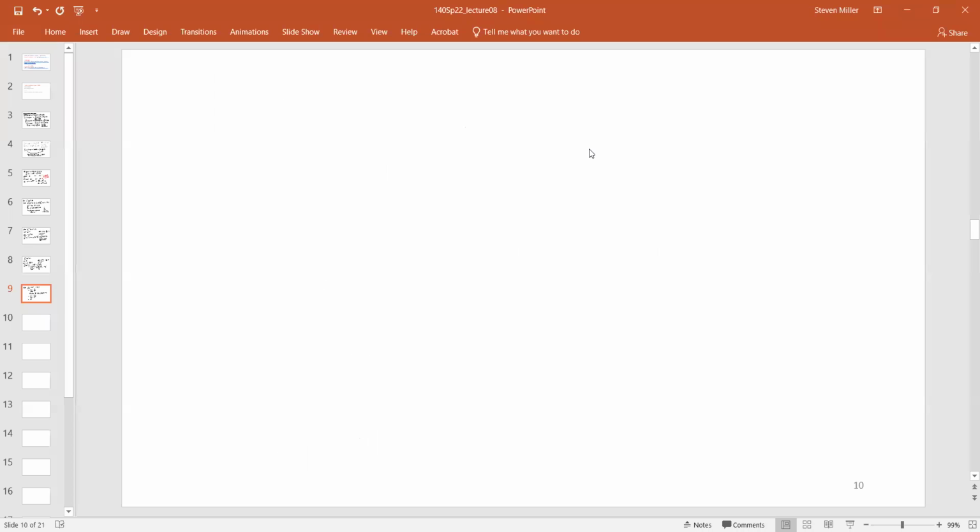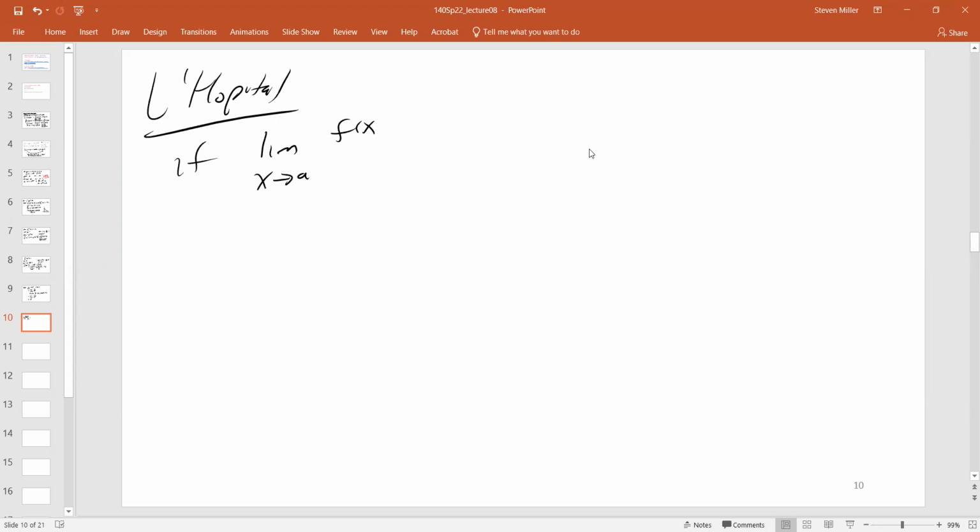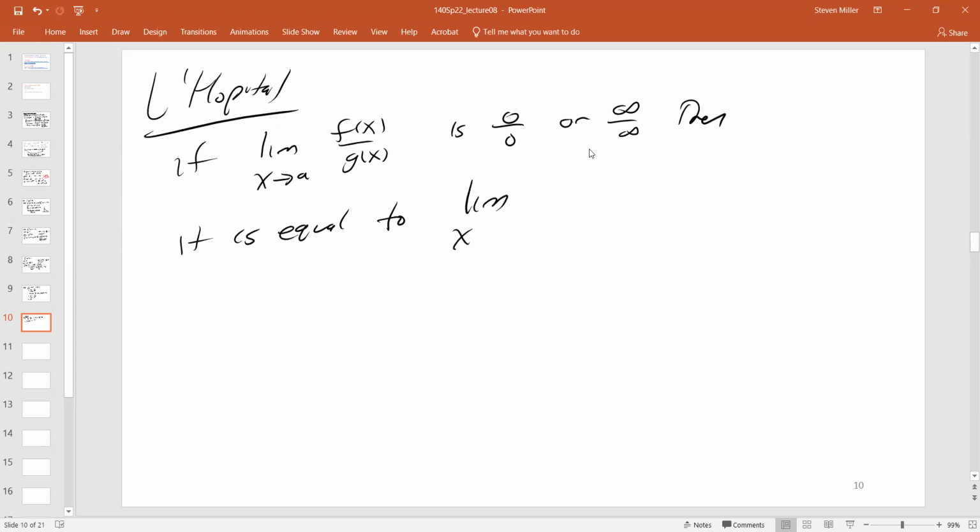So L'Hopital is the following. If the limit as x goes to a of f of x over g of x is 0 over 0 or infinity over infinity, then it is equal to the limit as x goes to a of f prime of x over g prime of x.